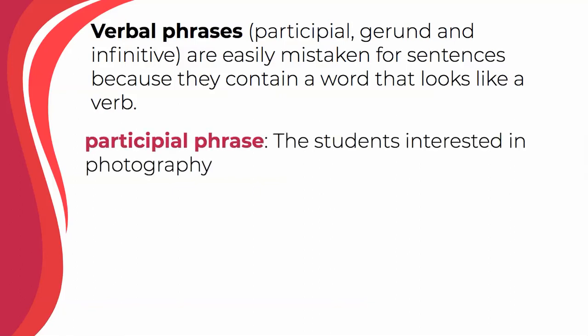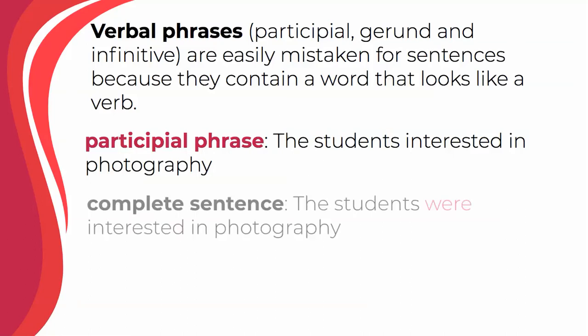Here's an example with a participial phrase. The students interested in photography. I have a word that looks like a subject, students, and one that looks like a verb, interested. But this doesn't express a complete thought. Something is missing. There are a couple of ways to fix the sentence, and you're always going to use the context, the surrounding sentences, to make the decision of what the most effective way to revise would be.